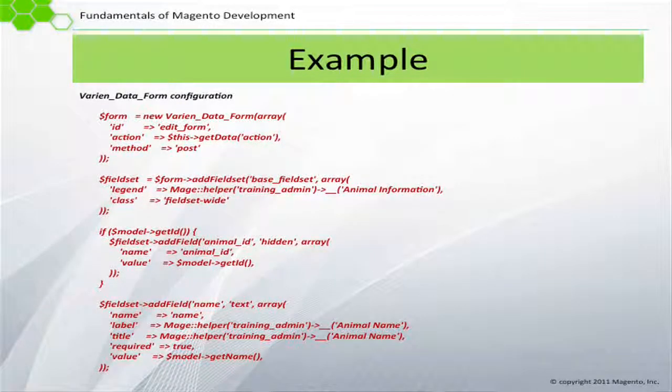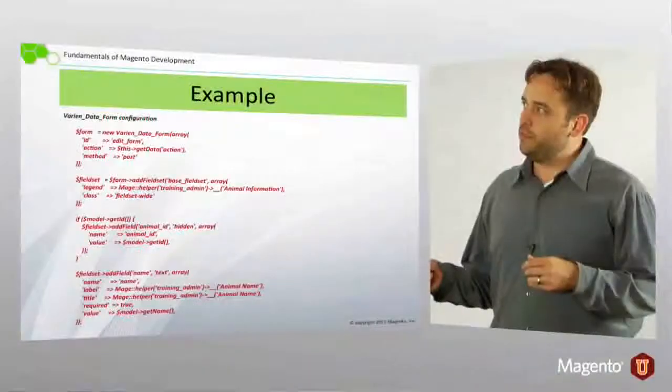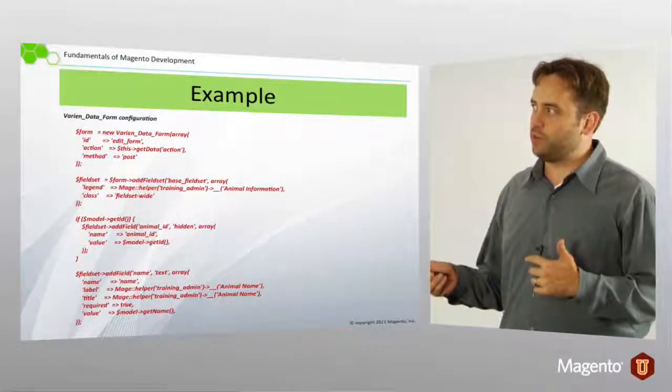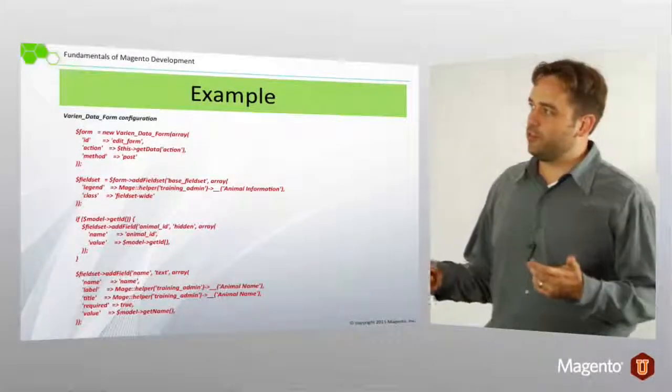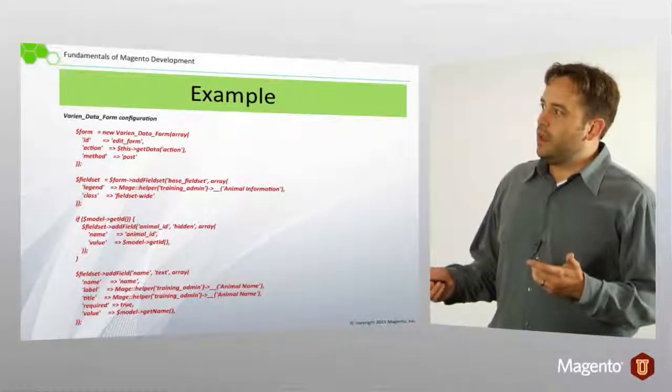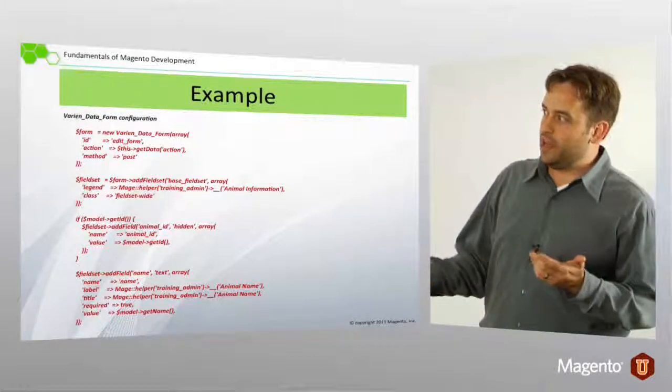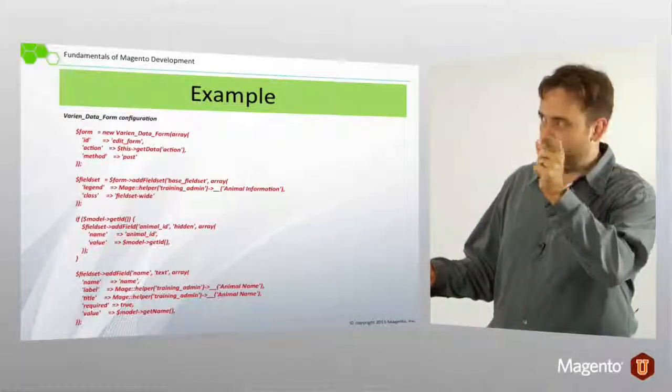So, variant data form configuration. Let's say we are setting up a new variant data form, and you see here we're using new, and that's because these don't have a factory method associated with them, so they are instantiated directly. So in this case, we're adding a field set, and then create a field set, and in this case we're adding a class, and the legend that would be displayed.